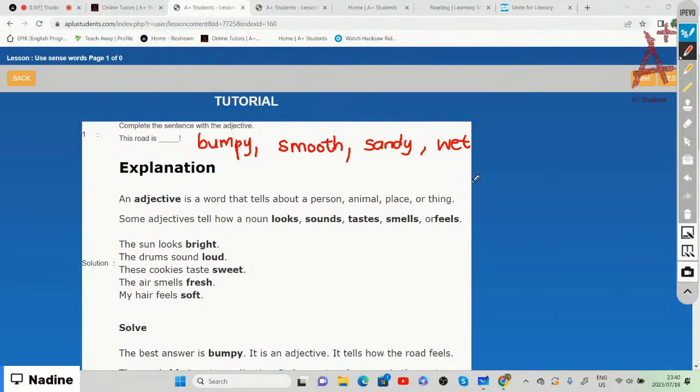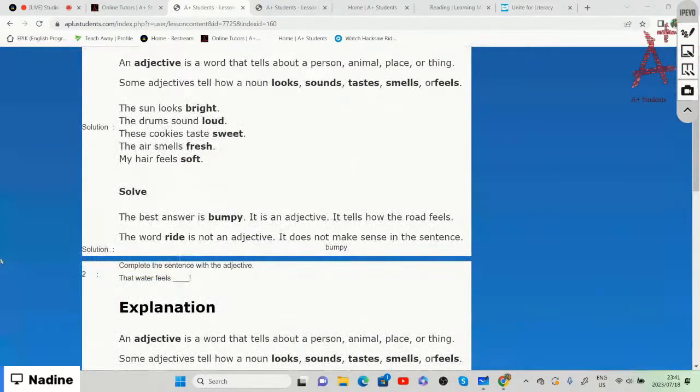They didn't specifically say we must choose one, but these are just a few, right? So if you were to describe the road, then of course, based on your location, you can describe your road. All right, so here they say the best answer is bumpy, right? And bumpy is an adjective that tells us how the road feels.